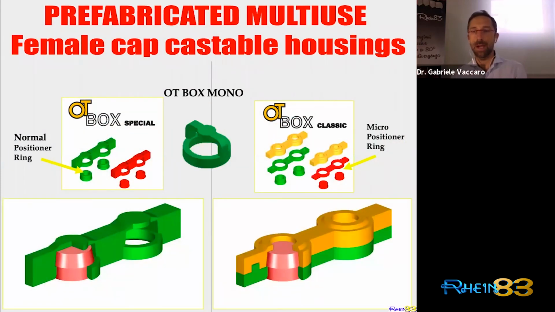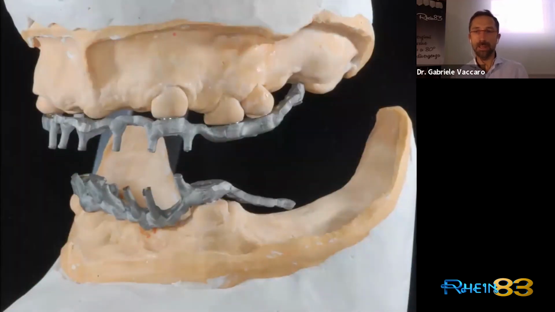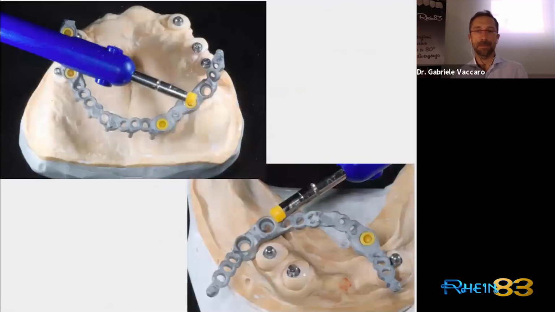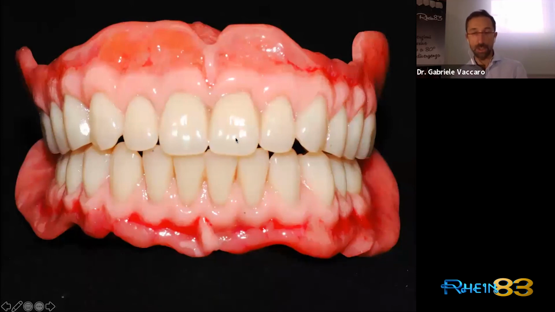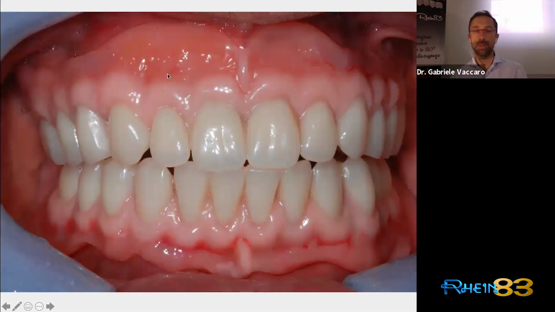This is a more technical part. I skip this part because we are all dentists and we are interested in it, but not so much. So this is how it looks before the resin. Then the technician puts the female cap inside the framework, and this is the definitive denture that is supported by the gingiva and retained by the endopost.